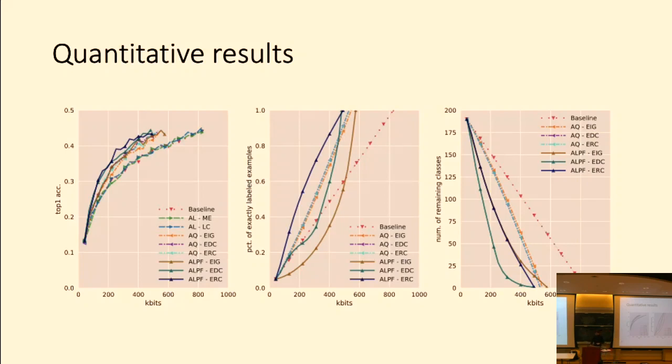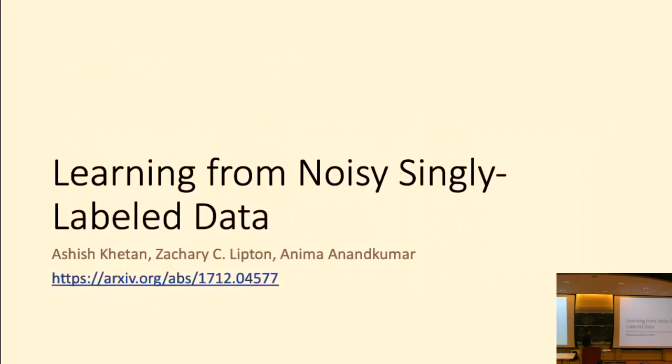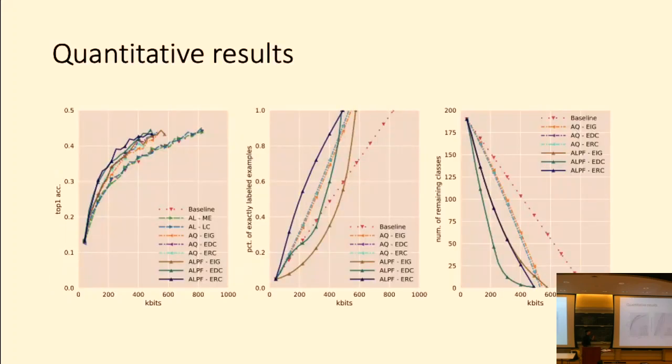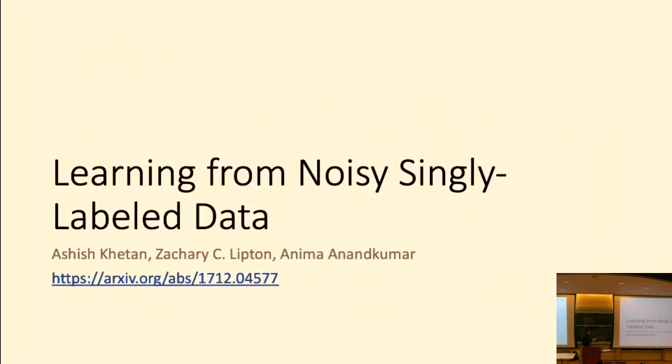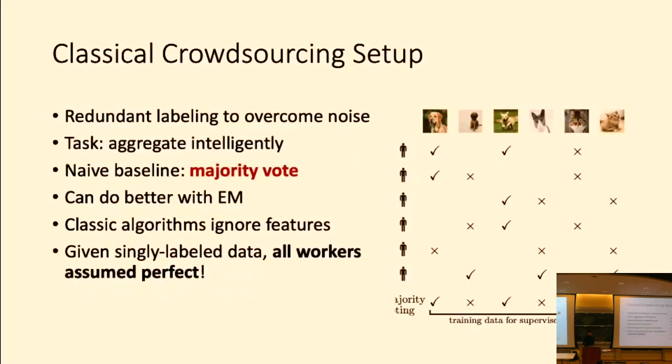So the next step we looked at was the paper called Learning from Noisy Singly Labeled Data. While the previous problem addressed the fact that you don't get to just ask for a class label, you have to ask these smaller atomic questions, what we focused on here was the fact that annotators are noisy. So we still allow them to give us an exact label, a leaf label, but we focus on dealing with worker noise because that's actually what happens.